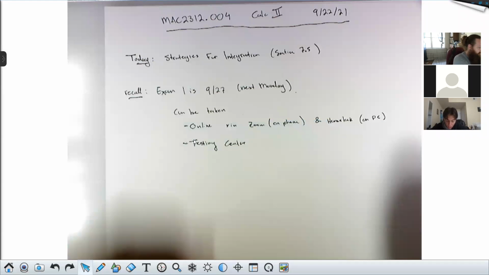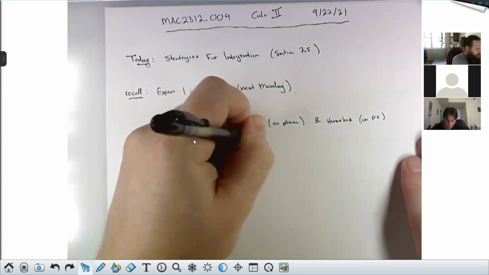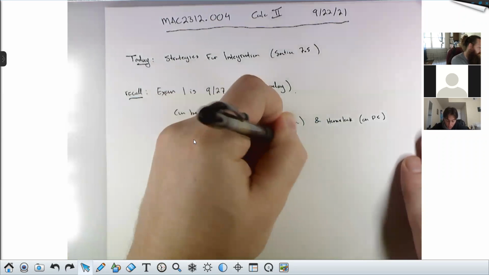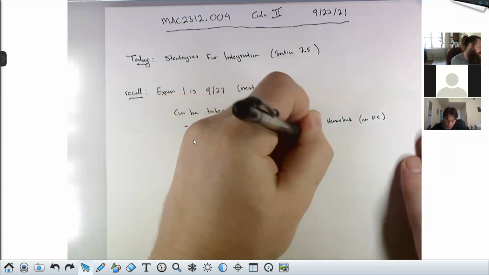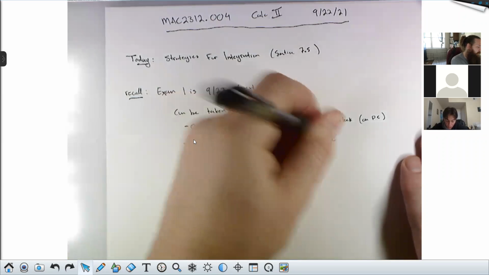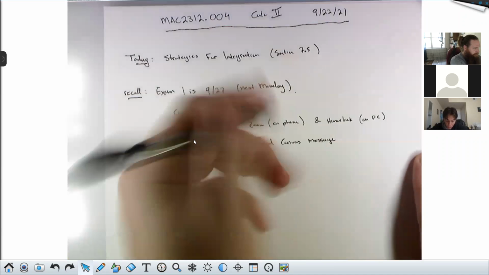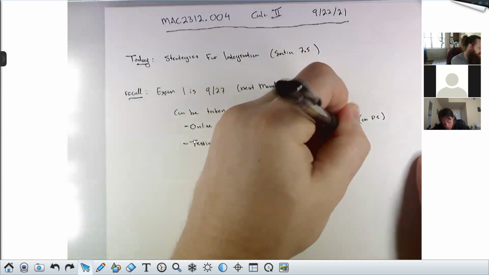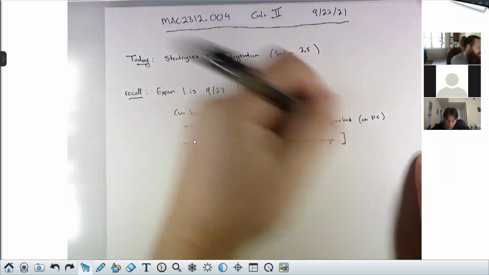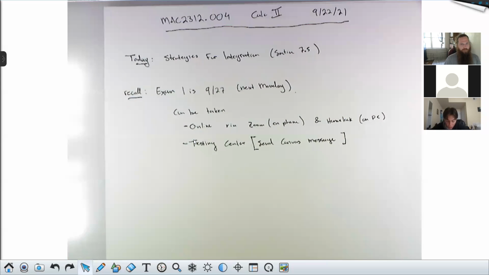If you're going to take it at the testing center, you need to send me a Canvas message, so I can book you, so I can get you an appointment. Right, because the testing center, they get busy. They don't always have room for everybody to just walk in without any sort of appointment. So if you want to take the test at the testing center, instead of doing all the Zoom stuff and Honorlock stuff with me online, you can do that. That's okay.